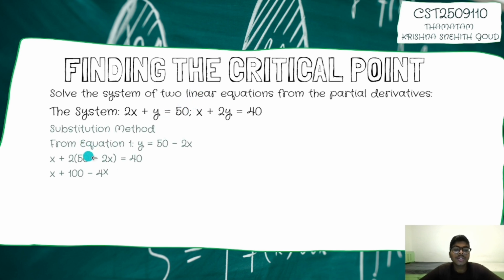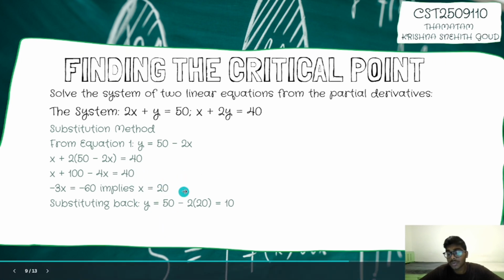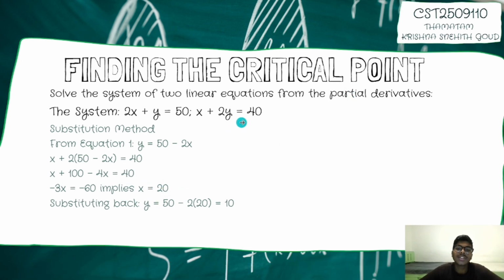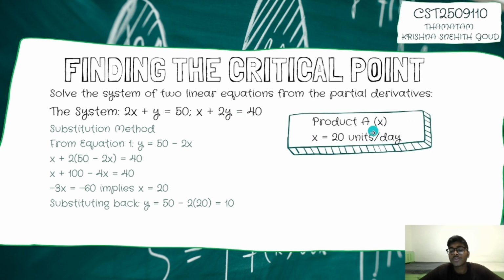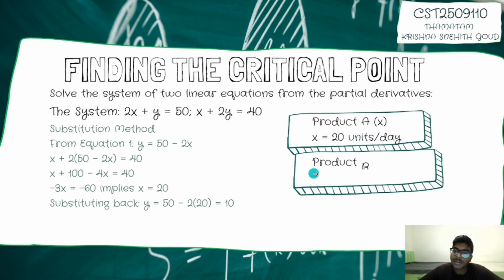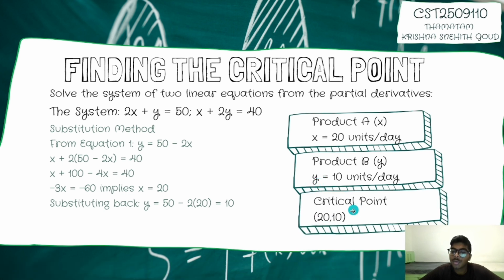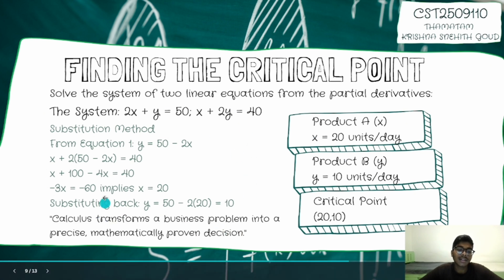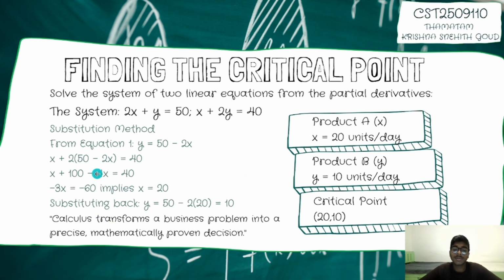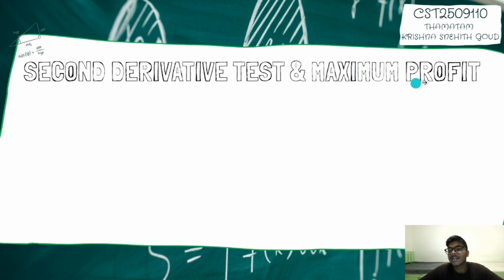So by the substitution method, we get x equals 20, which implies y equals 10, and these are the two values we got. Product A is the x, 20 units per day, and product B is the y, which is 10 units per day. And we got the critical point, so (x, y) is the critical point, so (20, 10) is the critical point. In this slide, we see that calculus transforms a business problem into a precise, mathematically proven decision. Going to the next slide, second derivative test and maximum profit.